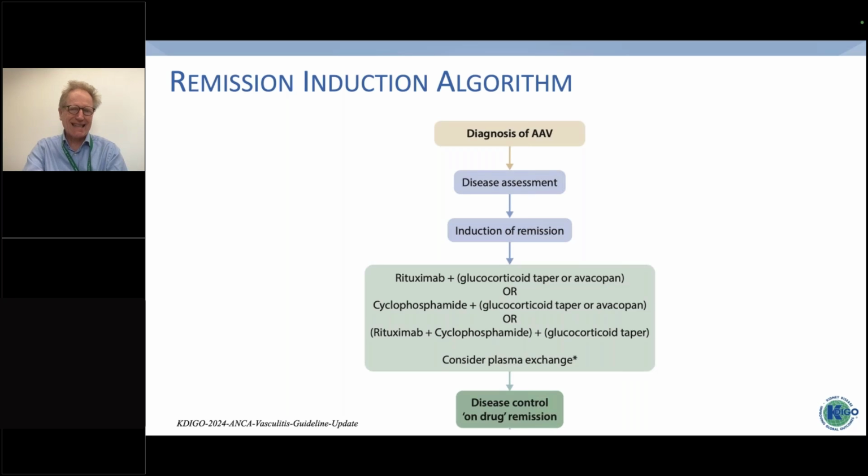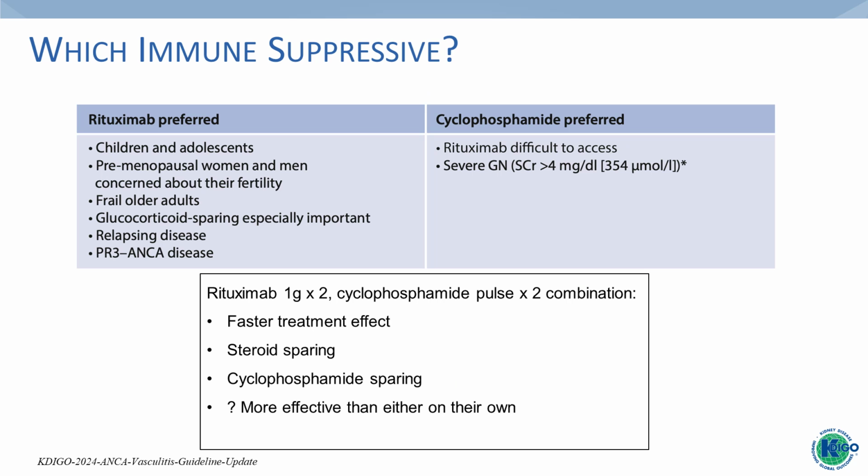Well, clearly you assess the disease, having made the diagnosis, you commit to an induction regimen, and you essentially have 3 choices: either rituximab or cyclophosphamide, or the combination of rituximab and cyclophosphamide. Having made that decision, the secondary choice is whether to use glucocorticoid taper or whether to use avacopan. And avacopan is an option with all 3 of these immune suppressive combinations. The goal is to achieve disease control, or what we would call an on-drug remission.